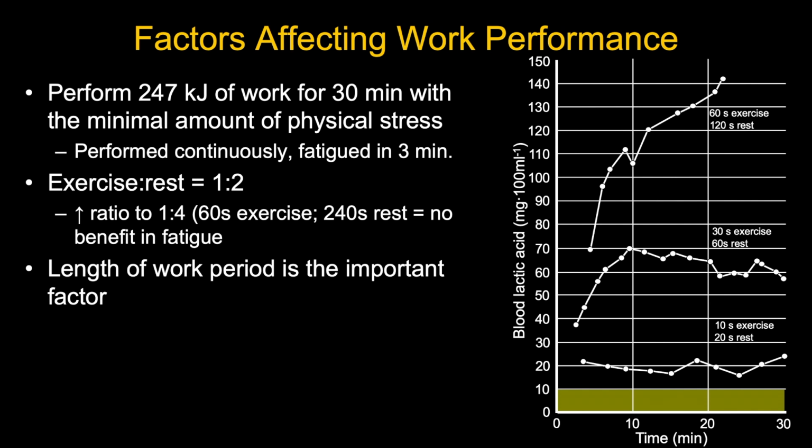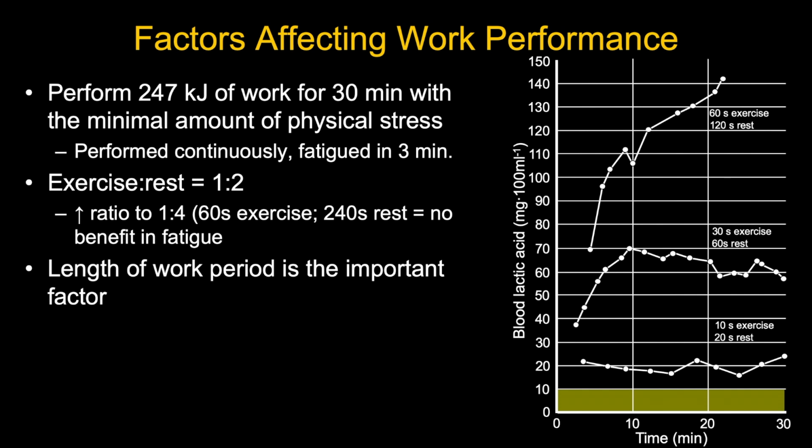So what you see is a ratio of 1 to 2 on the graph. On the y-axis in this graph, we have blood lactic acid, which is a good indicator of fatigue. On the x-axis, we have 30 minutes of time for the overall exercise and rest periods. All these scenarios that are graphed here represent a 1 to 2 exercise to rest ratio. In the top line, there was 60 seconds of work followed by 120 seconds of rest, and this was intermittent over the course of 24 minutes. So in the top line, this person fatigued at just 24 minutes and couldn't complete all of the work.